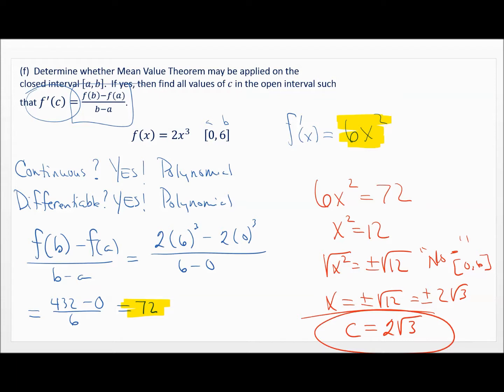Hey, one more thing I want to point out. This c is just an x value, right? If you wanted to know the point where this happens, you would have to take that c value, or that x value, and plug it into your original function to find the y. But it doesn't ask for the point. It just asks for the c value, which is really just the x value between 0 and 6 that makes that true. But if you ever want to know exactly where it is on the graph, then you would have to take that and find the point, in other words, the y value that goes with that.